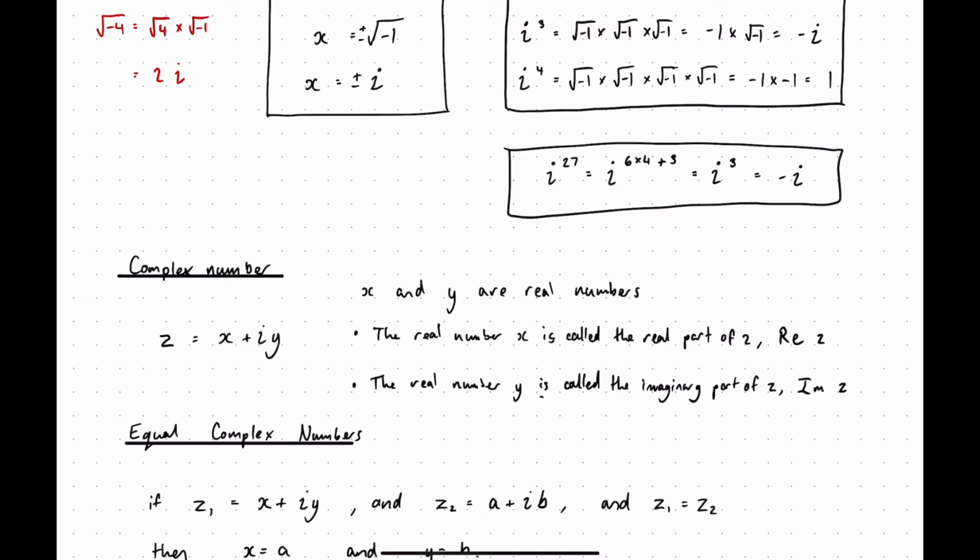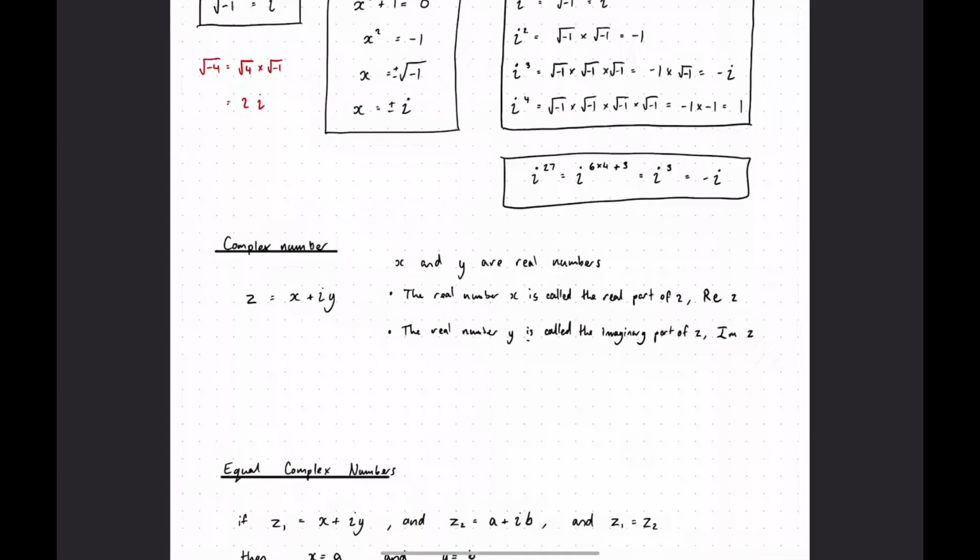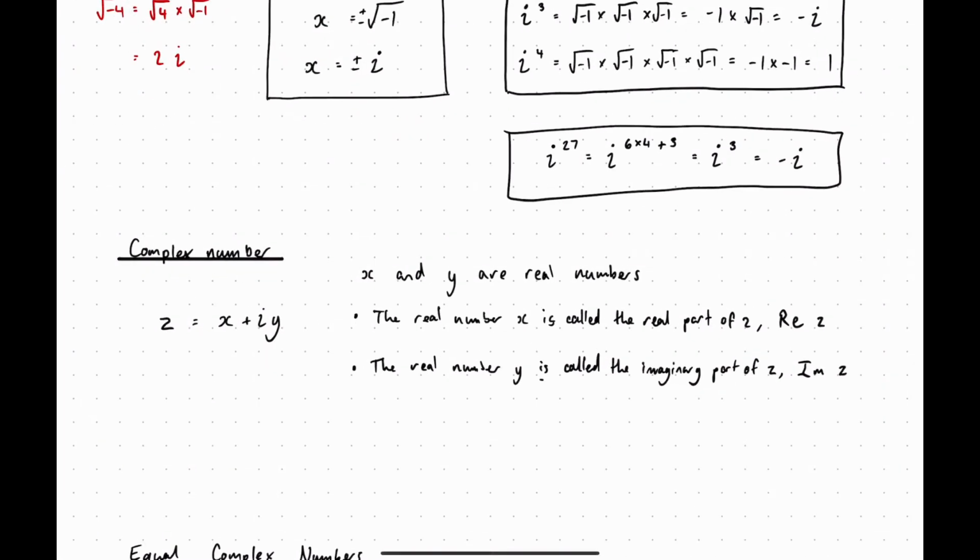There's a couple of statements which I haven't included on here, so I'm just going to move this down and put them in here. If x is 0, so when x equals 0, z would equal iy, which means z is completely imaginary.